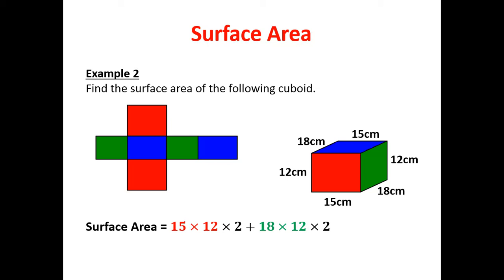We move on to the green side. The base is 18 and the height is 12. And there are 2 green sides, so again I'm going to multiply that by 2. Finally, we're going to move on to the blue side and we're going to work out base times height, 18 times 15, and there are 2 blue sides, so I'm going to times that also by 2. So now I'm going to add up those areas and get a total surface area of 1,332 centimeters squared.